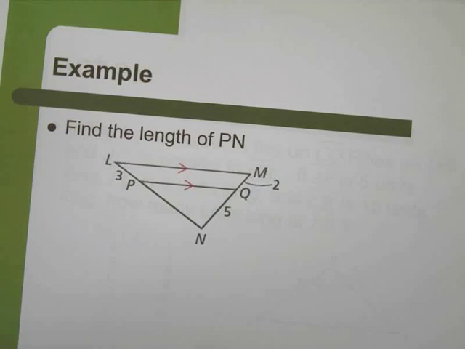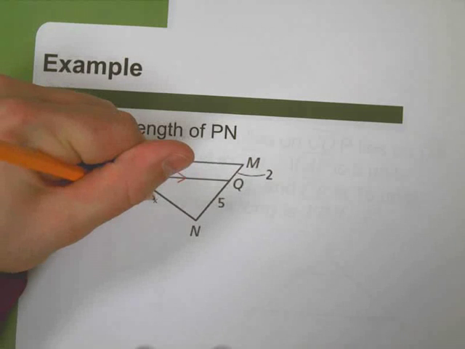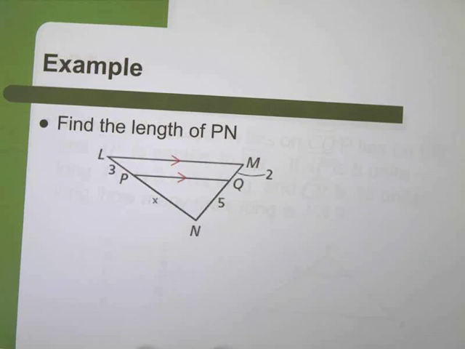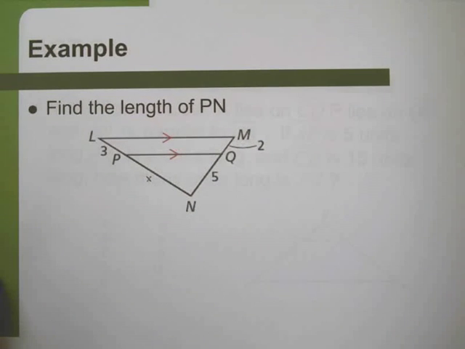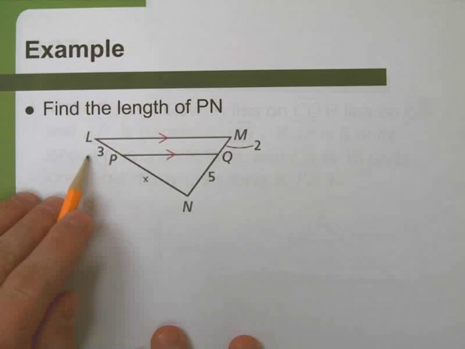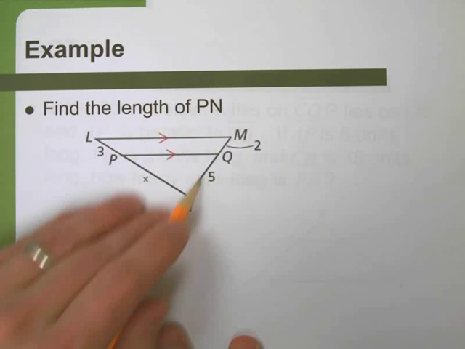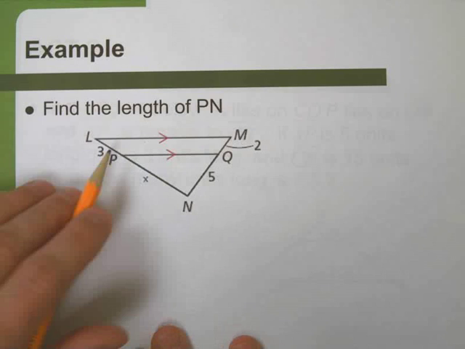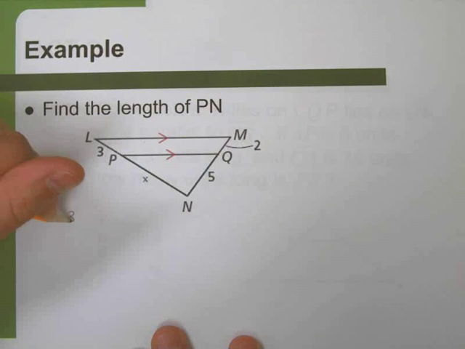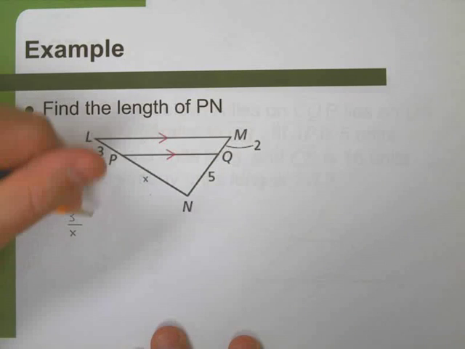So let's use that to find a missing side length. Find the length of PN. That would be this here. Let's go ahead and put an X in. X doesn't represent anything else right now, but that's going to help us visualize what's going on, right? All right, so here's what I know. This line and this line are parallel. That means whenever this cuts through the other two sides of the triangle, that'd be these two V shapes, right? Okay, that means that 3 is to X as 2 is to 5.